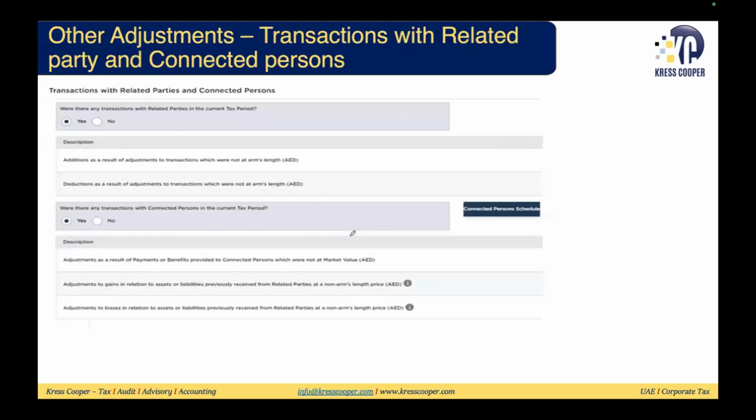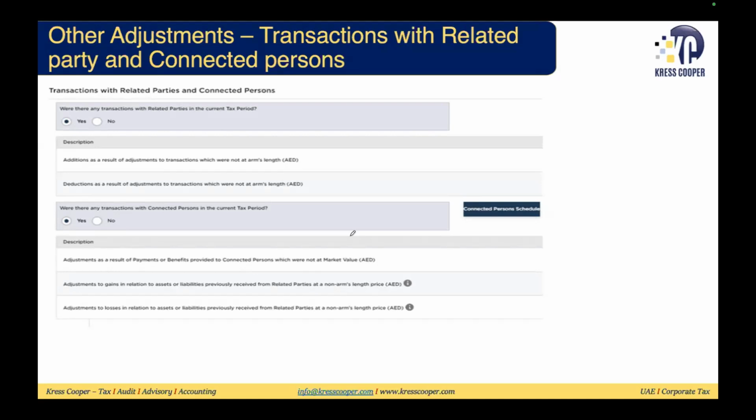Transaction with the related party. We know this, if there is any transaction with the related party or any transaction with the connected person, it should be subject to transfer pricing rules and regulation. The objective is basically it should be at the arm length price. The related party transaction, connected person transaction should be at the arm length price, at the fair value.